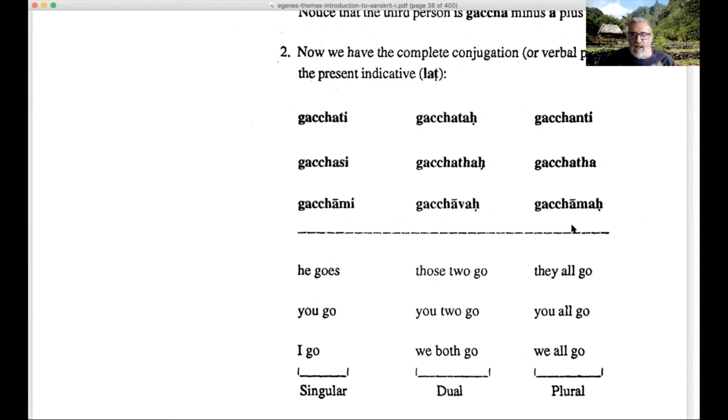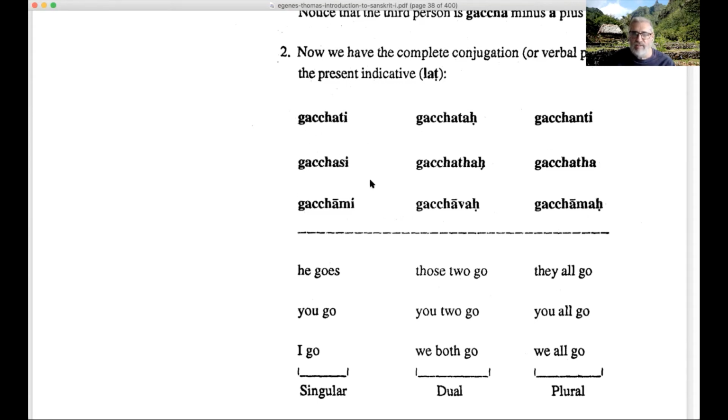If we're in a class with Tirunarayan and he says Gachamaha, I'll have to say Uttama Purusha Bahuvachanam. But because it's with me, you can say first person plural, and that's the way we should think. Forget about trying to do it in Sanskrit. Just do it in English, that is enough. It's hard enough, right?